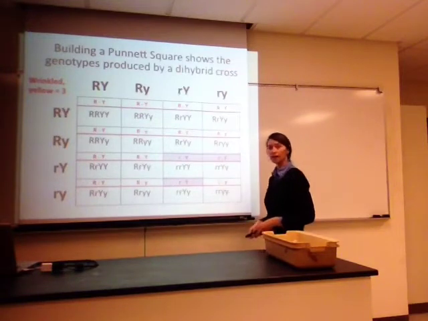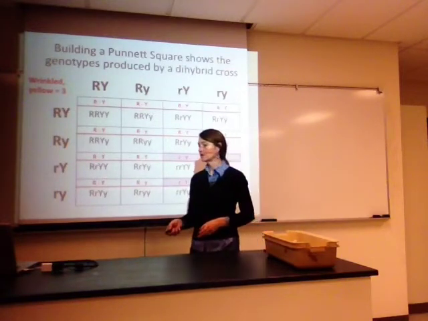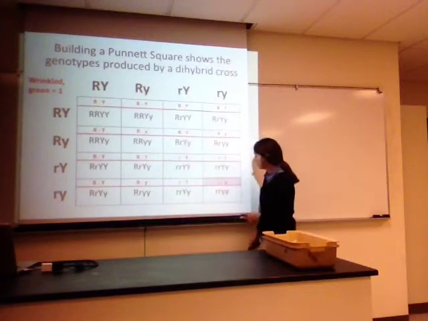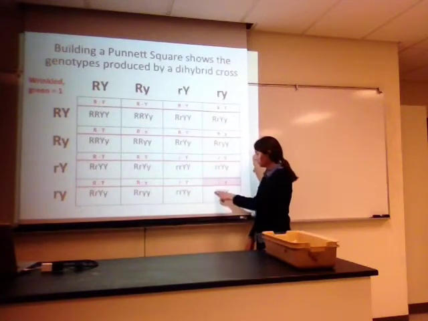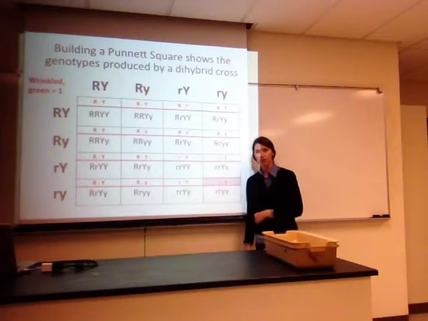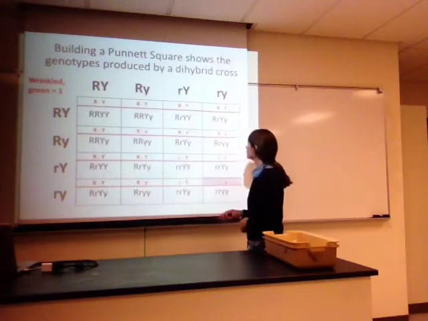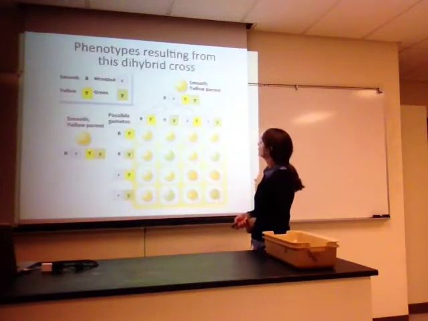3 that are wrinkled and yellow, and just 1 down here that is wrinkled and green. Homozygous recessive for both traits, right? Here's what those look like.